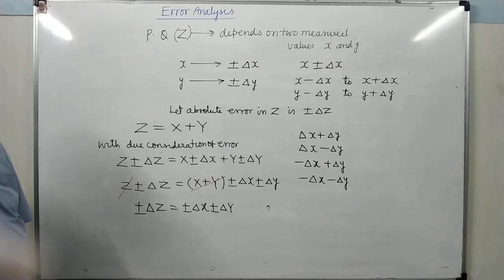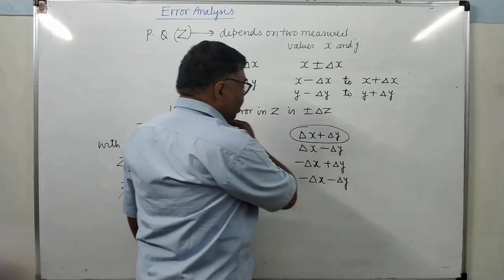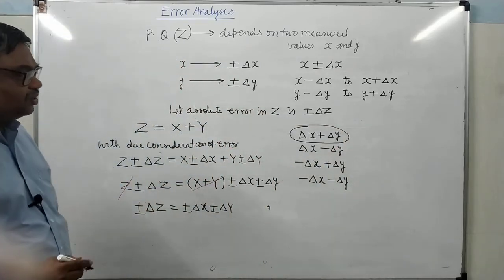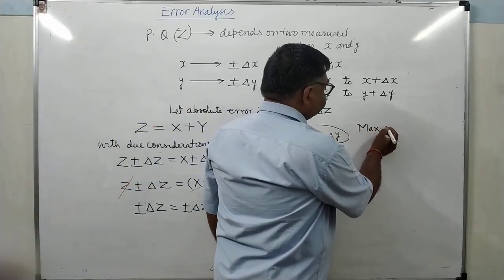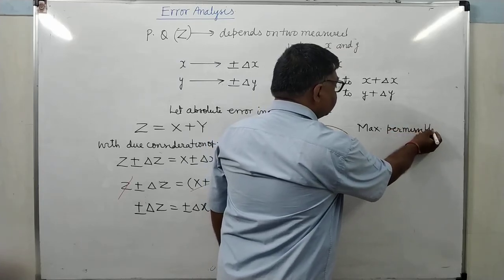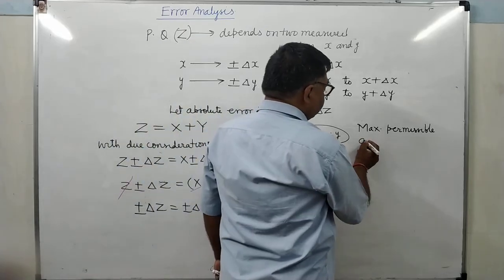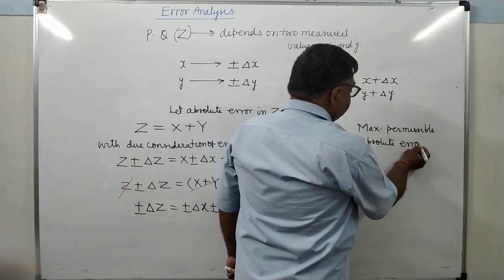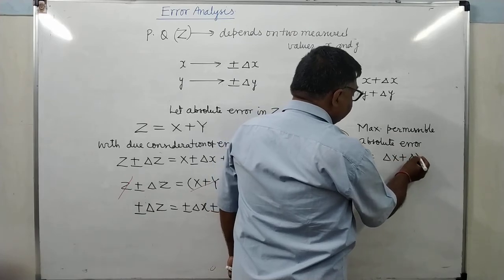But we are interested in finding the maximum permissible absolute error. What will be the maximum permissible absolute error? It's clear? हमको फाइंड करना है कि कितनी मैक्सिमम एरर हो सकती है. It's clear? So maximum permissible absolute error will be equal to delta x plus delta y.